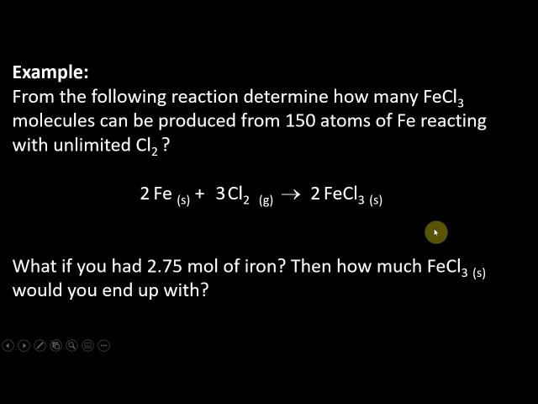Now, if I change that to a measurable quantity, like 2.75 moles of iron, the same sort of principle applies. So if I have 2.75 moles of iron, I'm going to get 2.75 moles of iron 3 chloride.